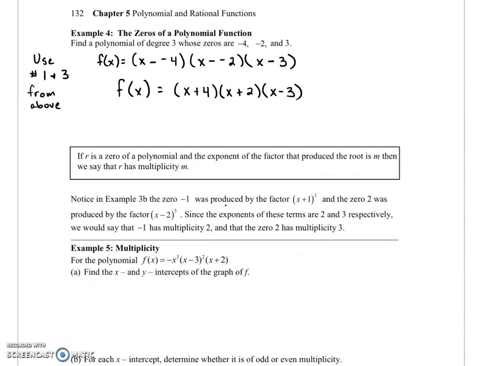So, a couple other things. If r is a zero of a polynomial, and the exponent of the factor that produced the root is m, then we say r has a multiplicity of m. And we'll talk about that more in the next video.